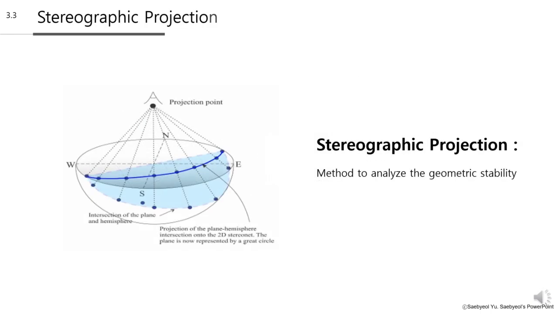Stereographic projection analyzes the geometric stability of structures. It projects a hemisphere onto a 2D plane, representing planes as great circles and lines as points. This method is widely used to assess the stability of slopes and structural planes.